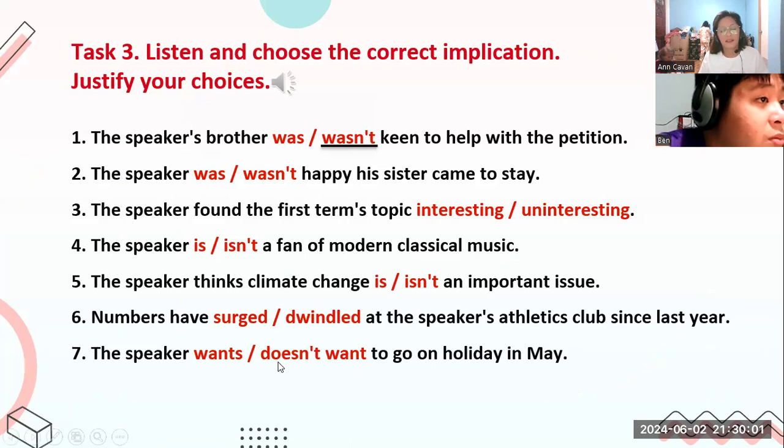Lesson 4C, Exercise 3. Speaker 1: I wanted my brother to help set up an online petition, so I kept hassling him, and in the end, he agreed.